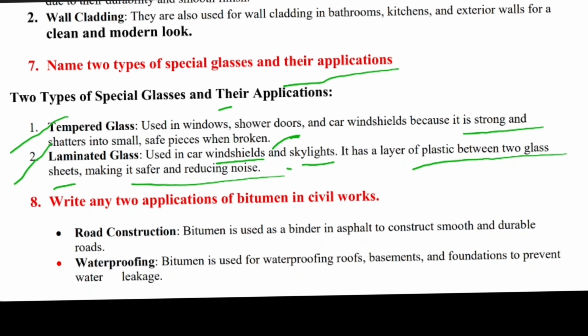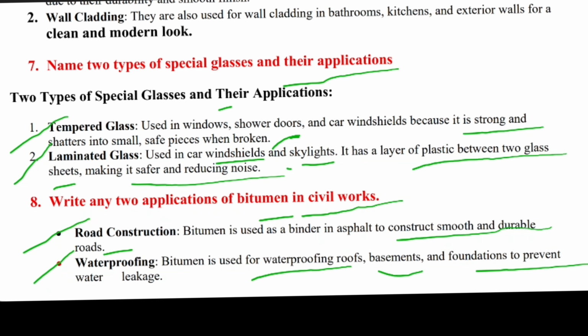Next is, write any two applications of bitumen in civil works. Bitumen we can use for road construction and we can use it as a waterproofing material. Bitumen is used as a binder in the construction of asphalt, what you say tar. That is what we call bitumen, which we can use for construction of smooth and durable roads. And waterproofing, nothing but we can use it for roofs, basements and foundations to prevent leakage.